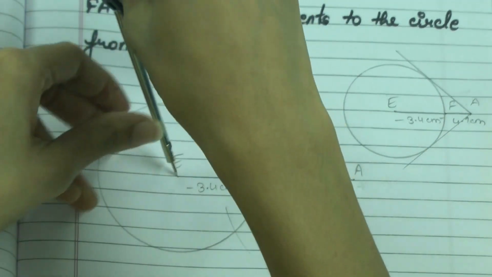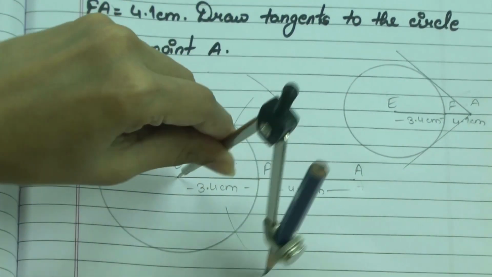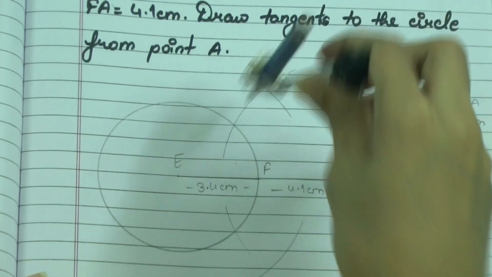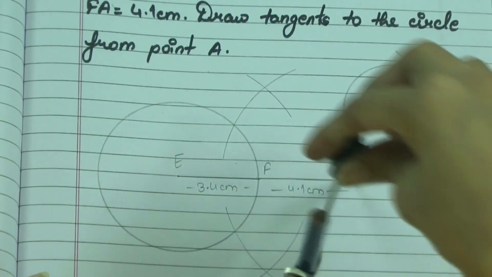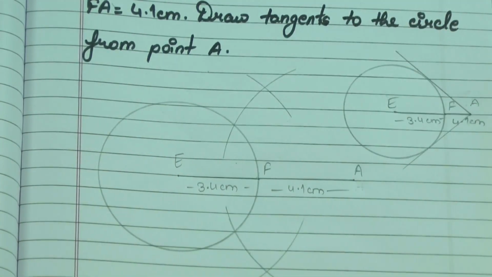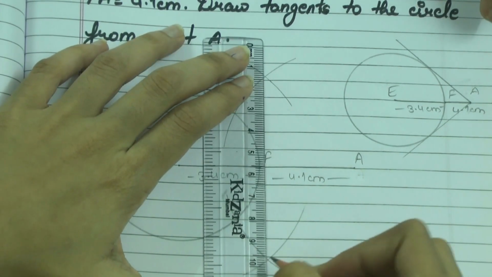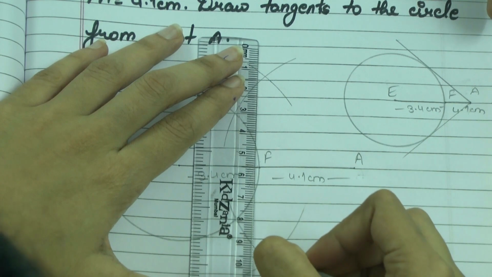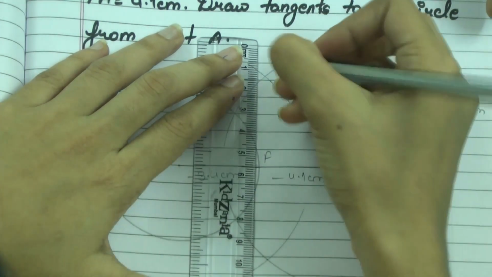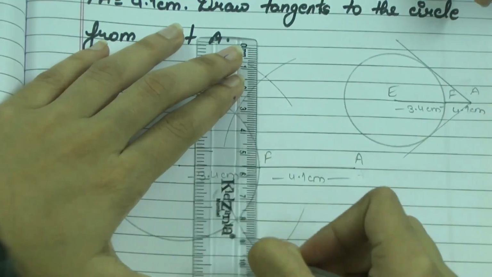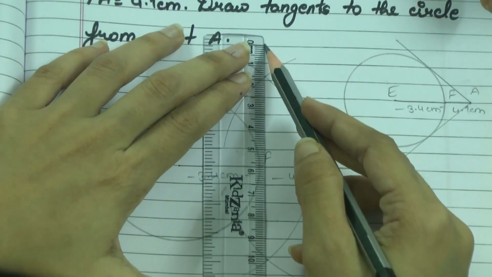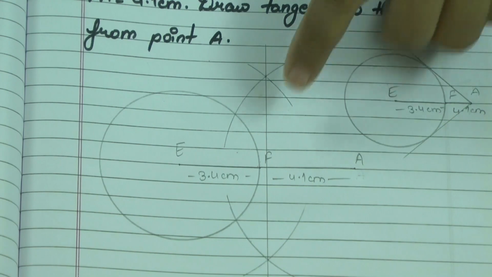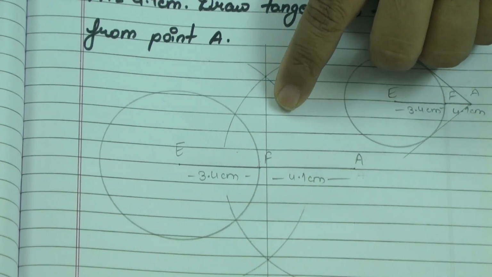Above the line, below the line. Keep the pointer again at A. Now join these two intersecting arcs. First locate the point, always have the habit of locating the point, so that when you keep the scale, you do not make any mistake. Now this is the perpendicular bisector of EA.